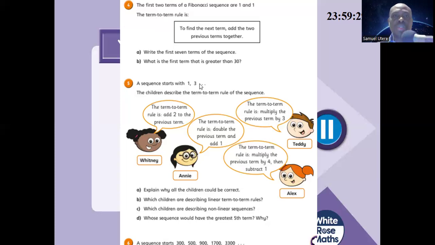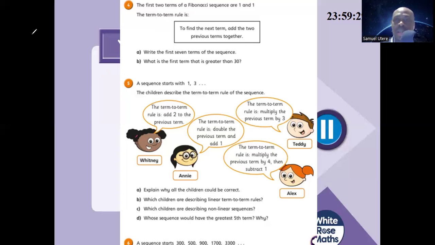So remember the 2-step term to term rule, you can use different maths operations to describe the sequence. Remember, we have 4 maths operations. It's either you're adding, you're subtracting, you're multiplying, or dividing. So always take note that you can use a 2-step rule to describe a sequence.